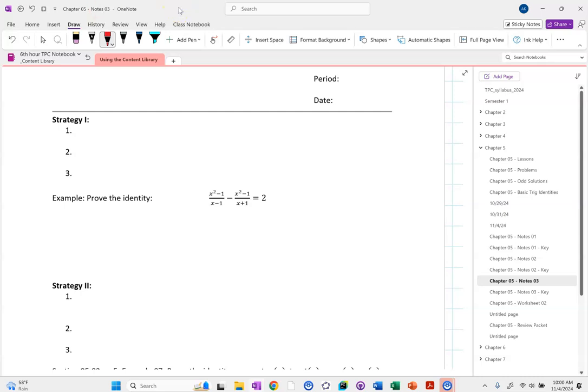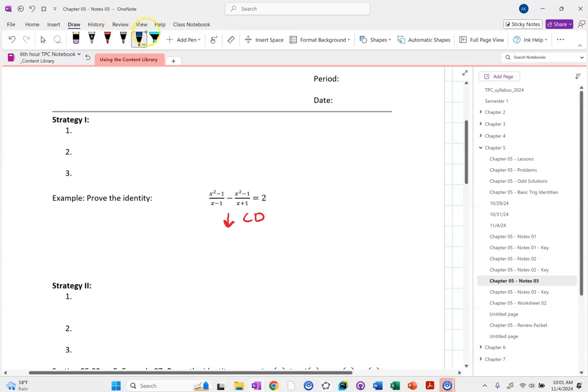Common denominators? Yeah, so clearly we're going to be working on the left side, and I would make a common denominator as the first step. So what would that common denominator be? X minus 1 times x plus 1. Good. So the first fraction will multiply by x plus 1 over x plus 1.